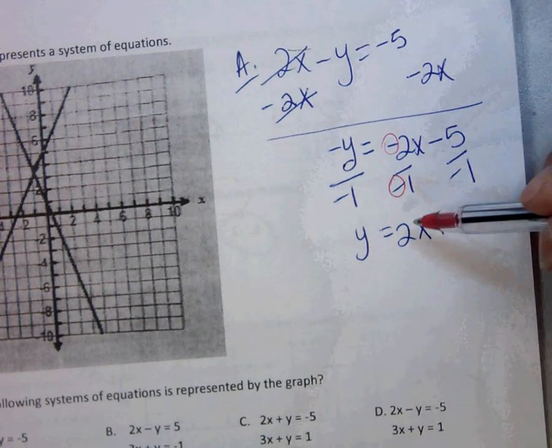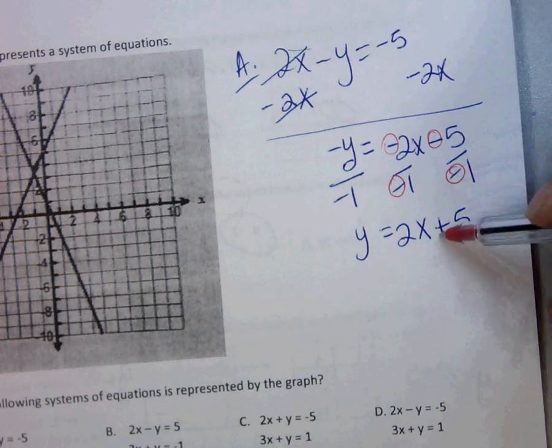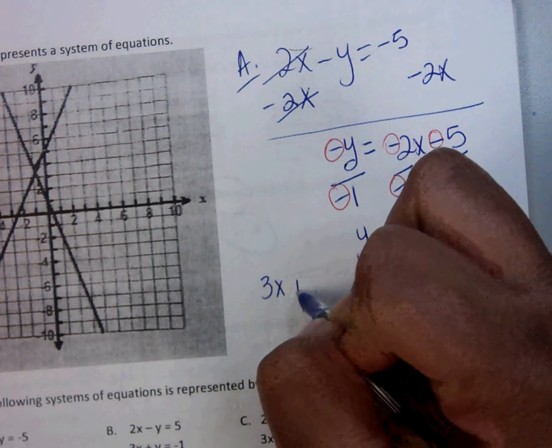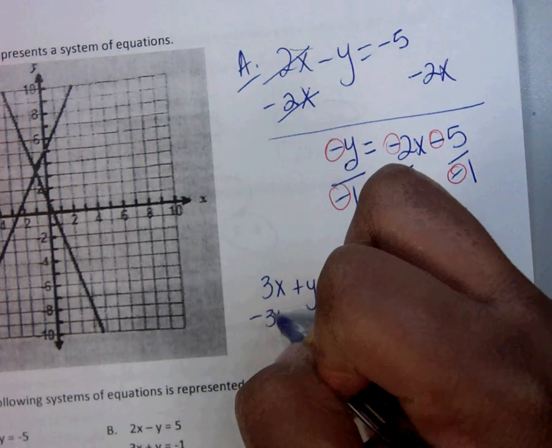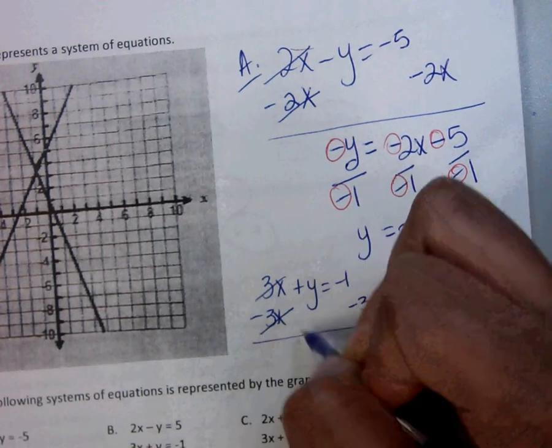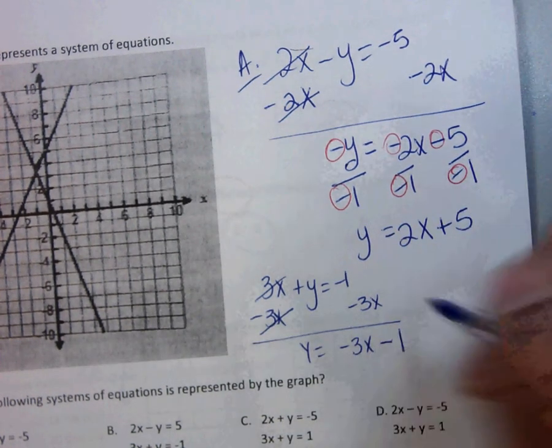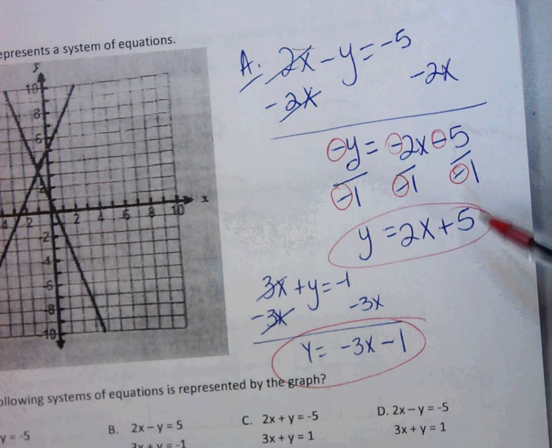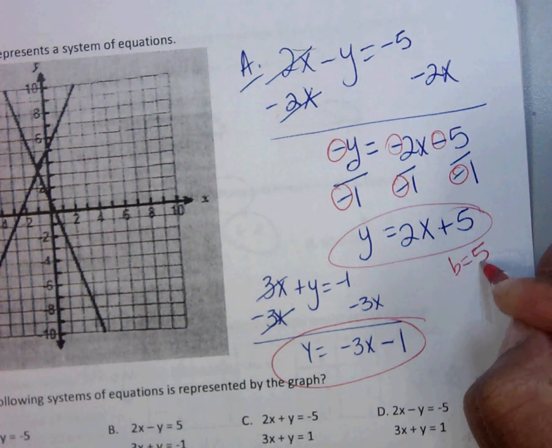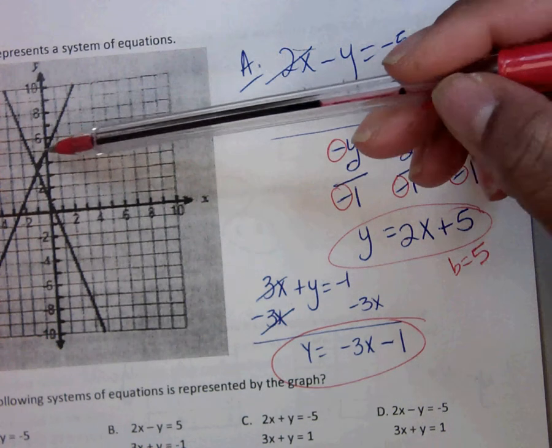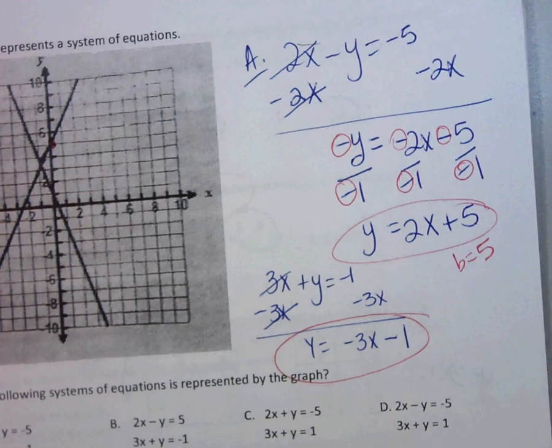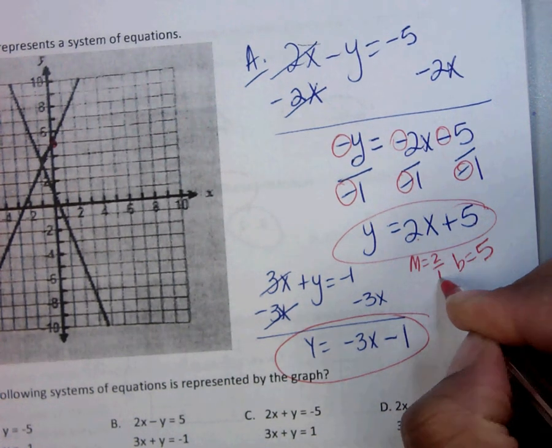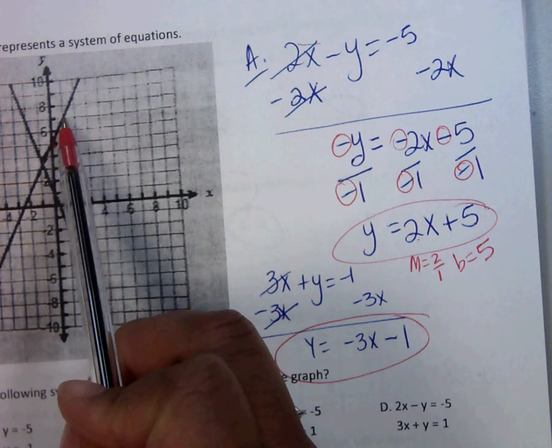Negative divided by negative is a positive. 3x plus y equals -1. Subtract 3x on both sides. And y equals -3x minus 1. Now, let's look at these two and see if they match the graph. For this, b is 5. Let's see if that happens. B is 5. Yes. 2 is the slope. That needs to be 2 over 1. So up 2 and over 1. That happens.